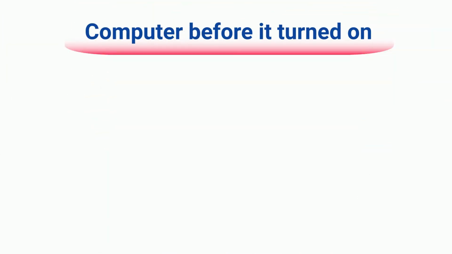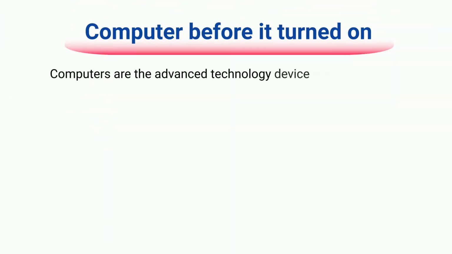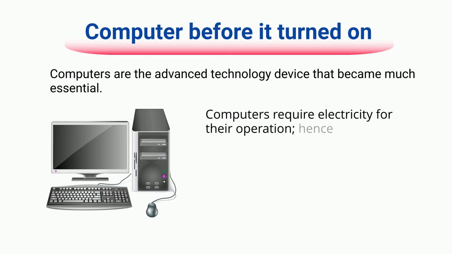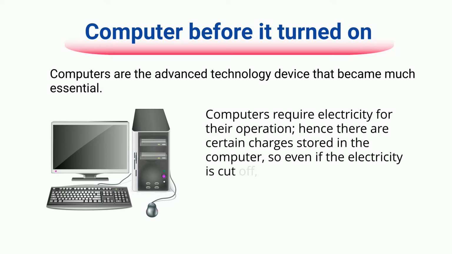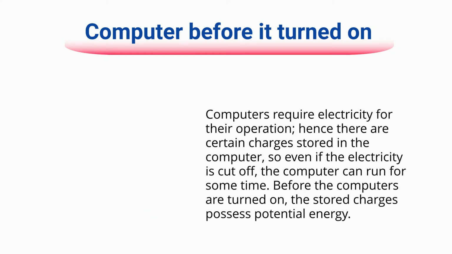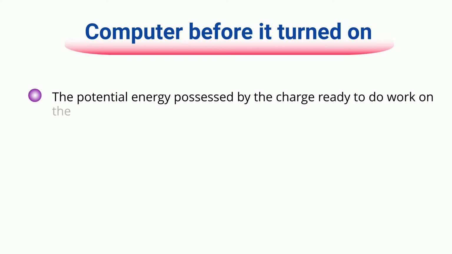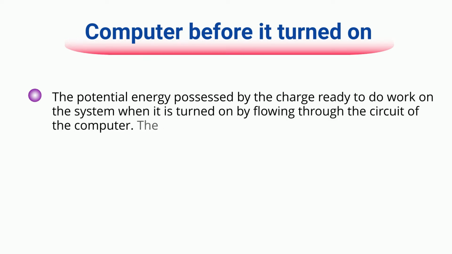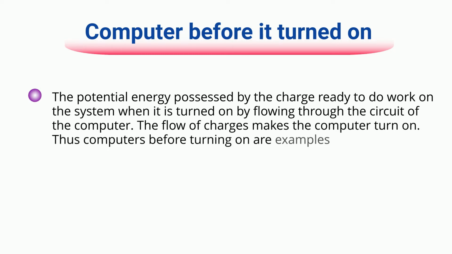Computer before it is turned on. Computers are advanced technology devices that have become essential. Computers require electricity for their operation, hence certain charges are stored in the computer, so even if the electricity is cut off, the computer can run for some time. Before the computer is turned on, the stored charges possess potential energy. The potential energy possessed by the charges is ready to do work on the system when it is turned on, by flowing through the circuit of the computer. The flow of charges makes the computer turn on. Thus computers before turning on are examples of electric potential energy.